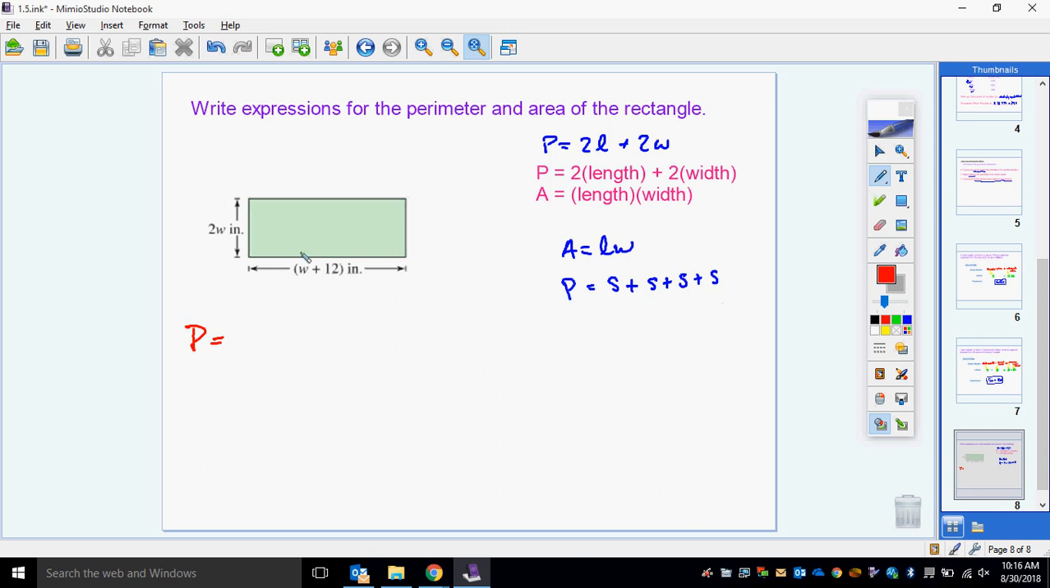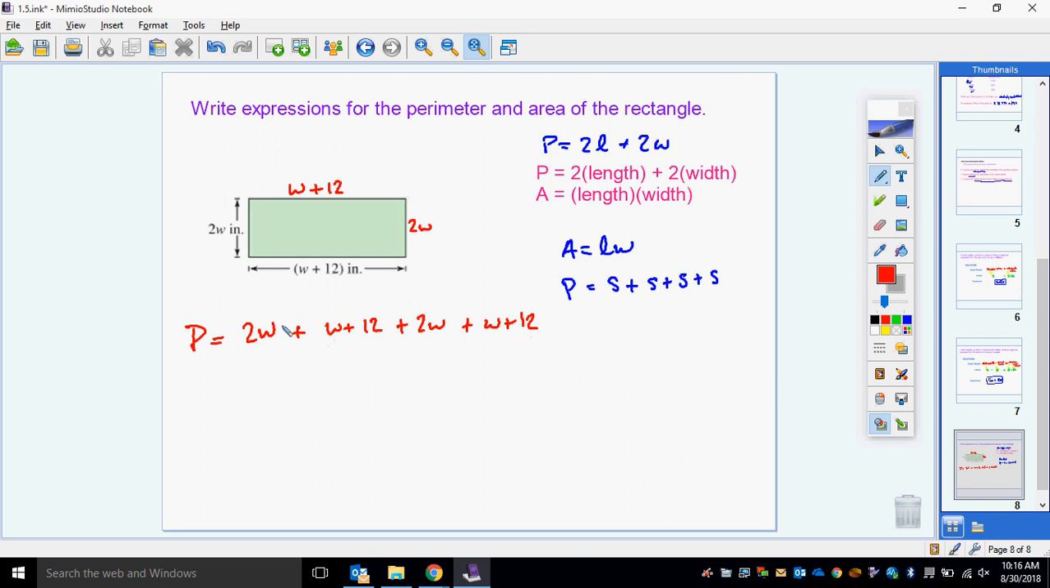I'll probably add up all the sides. If this side is 2w, then I know that this side is 2w. And this guy down here is w plus 12, so this guy will be w plus 12. If I'm going to add up all the sides, let's just start over here. I'll take 2w plus w plus 12 plus 2w plus the top side, which is w plus 12 again.